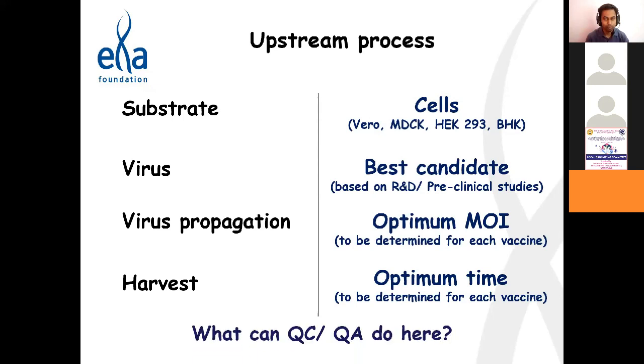So QA and QC do a lot of things and keep documents of each and every aspect, that is, every research that is carried out at different departments, and this supports the regulatory requirement for the particular vaccine.